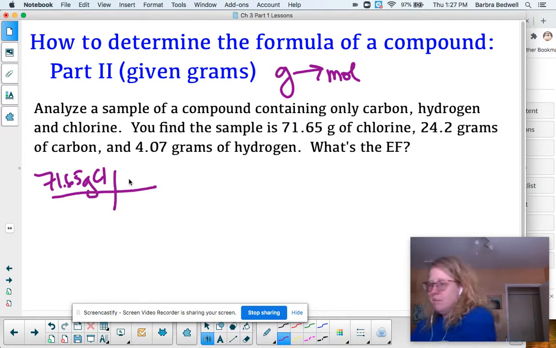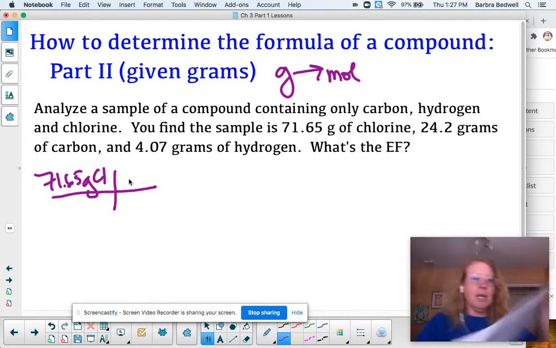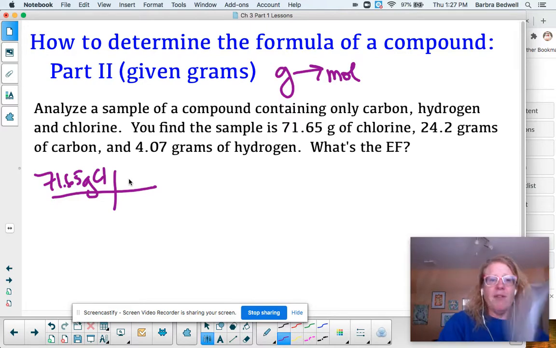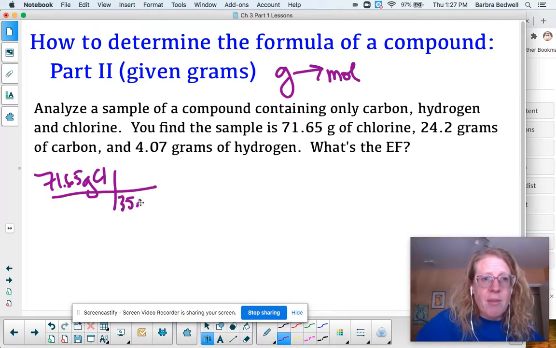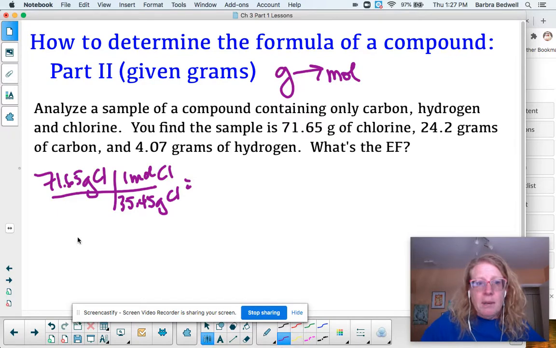How do I do that? Molar mass. So molar mass of chlorine, if I find it on here, is 35.45. 35.45 grams of chlorine is 1 mole of chlorine. And then I'm going to hit equals there. I'm going to set up the same one.